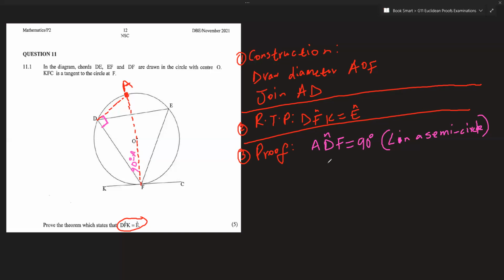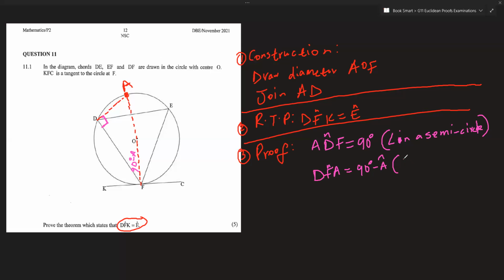This one, sharp. So I'm going to say angle DFA, which is this one here. DFA is equal to 90 degrees minus angle A. Why?